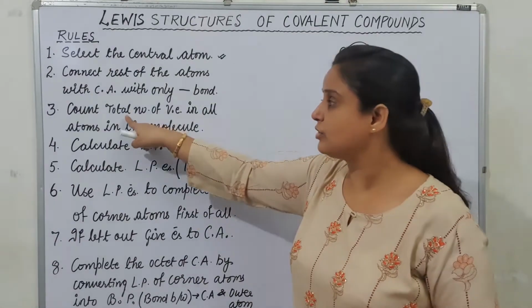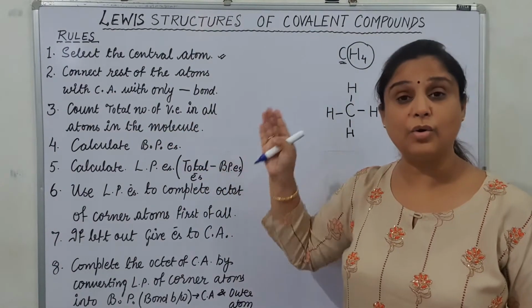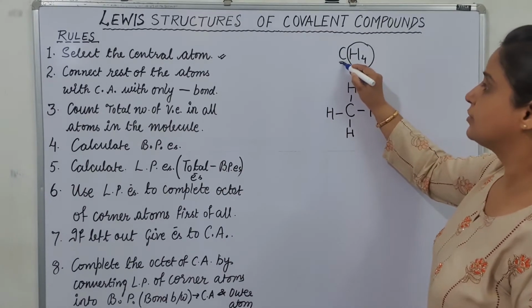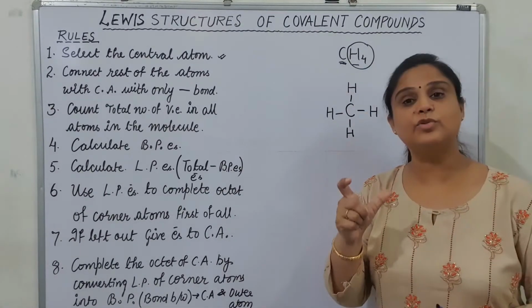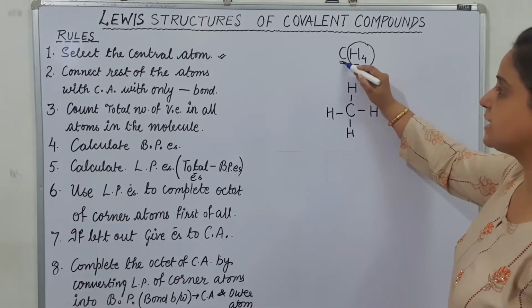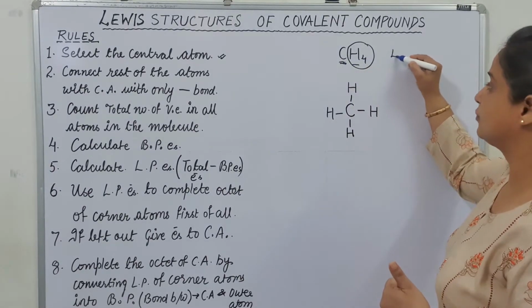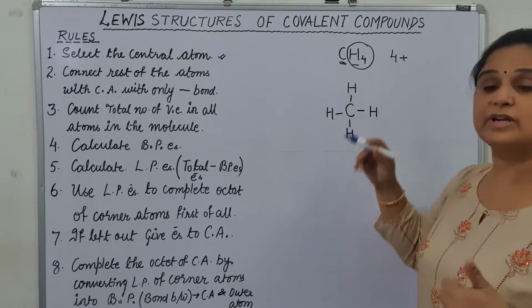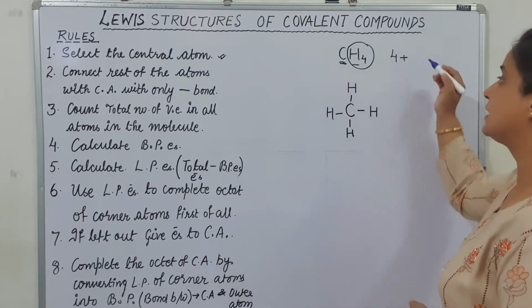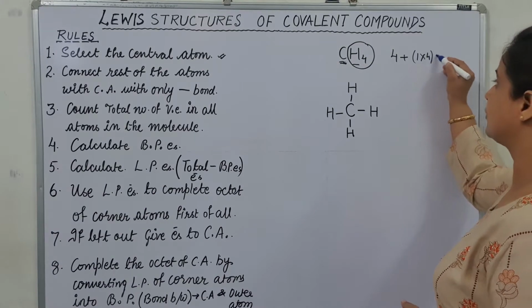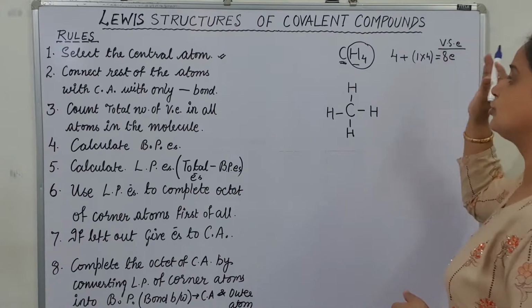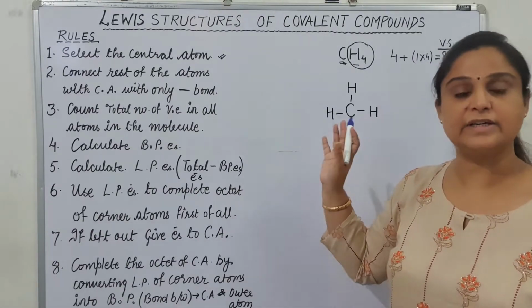Third step is count the total number of valence electrons in all the atoms present in that molecule. So how many kinds of atoms are there? Carbon and hydrogen. We have to count all the valence electrons of all the atoms. So how many valence electrons are there in the carbon? There are 4 valence electrons. How many valence electrons are there in the hydrogen? 1. How many hydrogens are there? 4. So 1 multiplied by 4. That is 4 plus 4, we have 8 valence shell electrons. So total valence shell electrons we have calculated are 8.